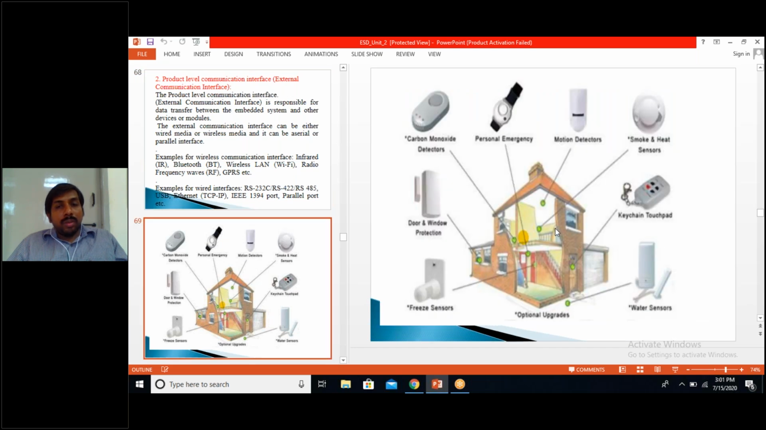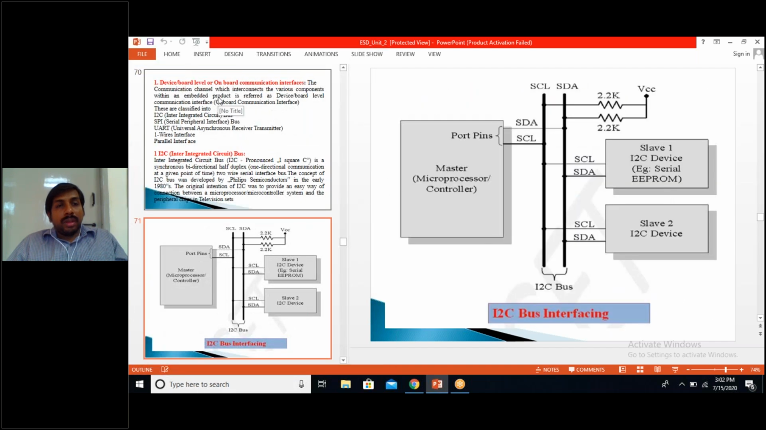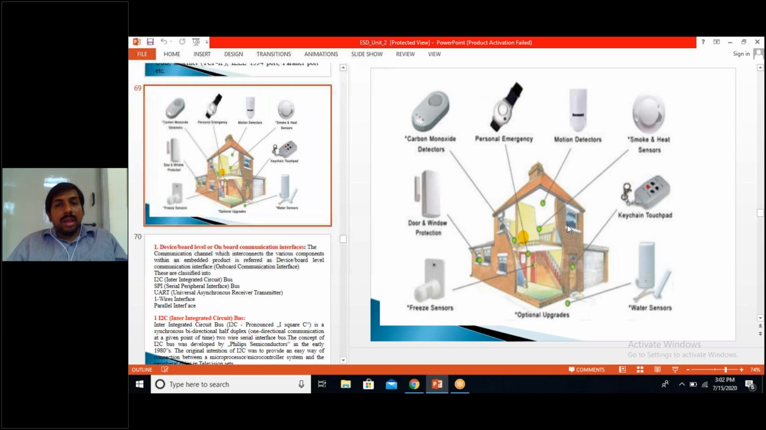If you see this diagram, a house has various sensors and actuators: fridge sensor, door window protection, carbon monoxide detectors, personal emergency, motion detector, smoke and heat sensors, keychain touchpad, and water sensors. Many sensors will be connected to a house, and these sensors can transmit the data wirelessly.